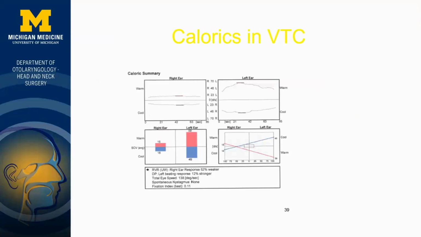So when we did calorics here with our water calorics, we actually had pretty robust responses on both sides, but we found a unilateral weakness. So we have 15 and 18 in the right ear, 59 and 46 in the left ear. That's a pretty drastic difference from the numbers that were all below 10 on outside testing. So they have a very normal total eye speed, but they have a right-sided weakness, which would correlate to the herpes zoster infection.